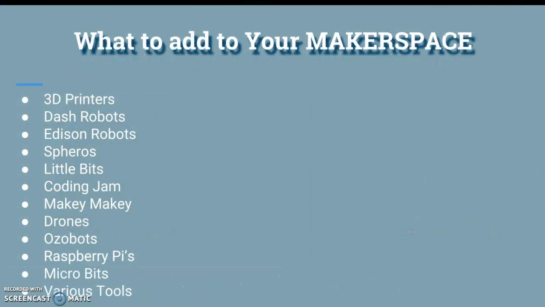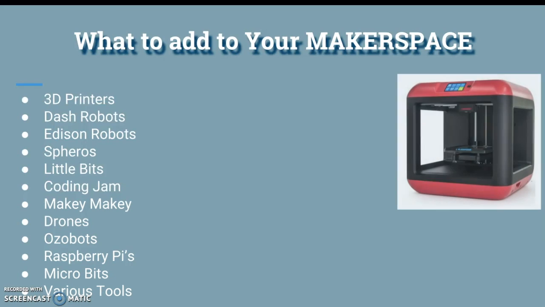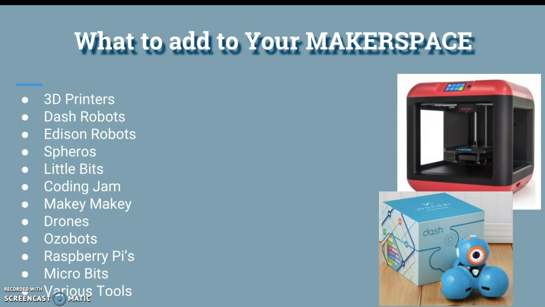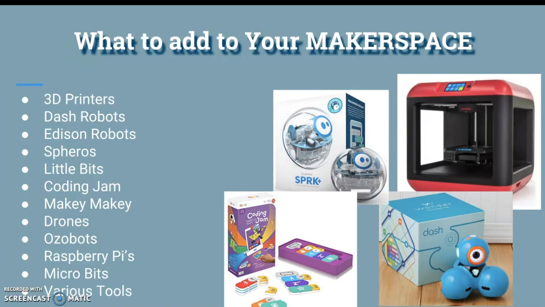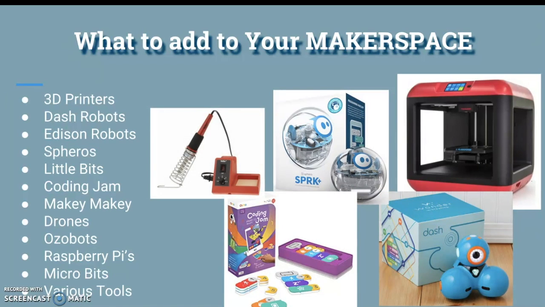You may want to add some of these other components or gadgets to your MakerSpace. 3D printers, Dash robots, Edison robots, Spheros, Little Bits, Coding Jam, Makey Makey, drones, Ozobots, Raspberry Pis, micro:bits, and other various tools such as welding or soldering equipment. And remember that over the years, you can start to gradually add these components to your STEM or to your MakerSpace.